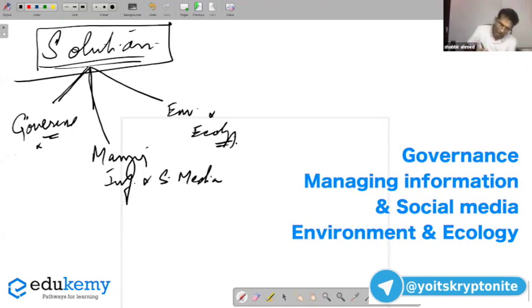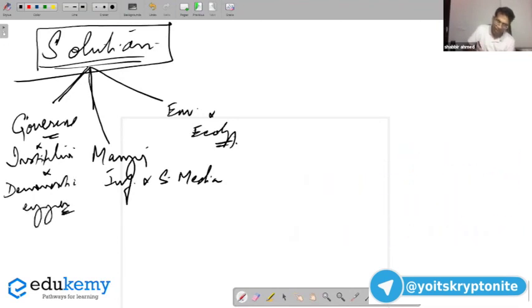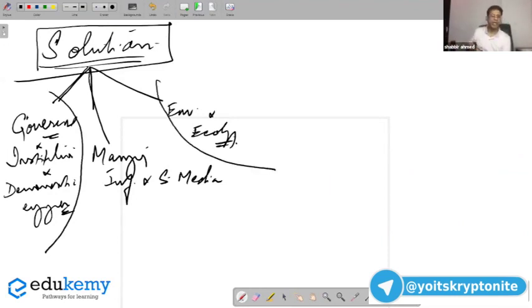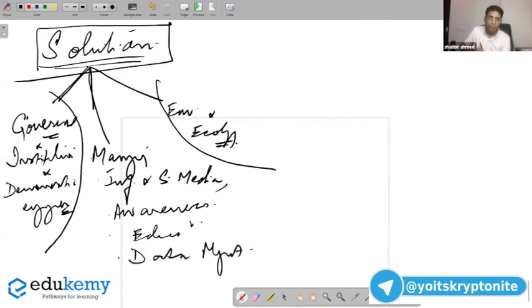Governance and the role of institutions and the role of democratic engagements. Okay, ये एक एस्पेक्ट है सोल्यूशन का. एक और एस्पेक्ट ऑफ सोल्यूशन है मैनेजिंग इंफॉर्मेशन, सोशल मीडिया, मैनेजिंग अवेयरनेस, और इसी के अंदर में आ जाएगा इश्यूज ऑफ एडुकेशन, इश्यू ऑफ डेटा मैनेजमेंट, समथिंग अराउंड इंफॉर्मेशन, social media.